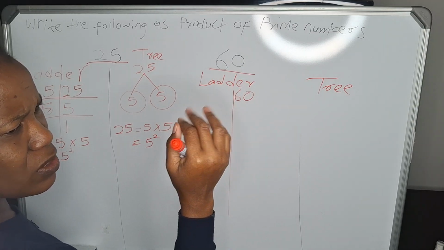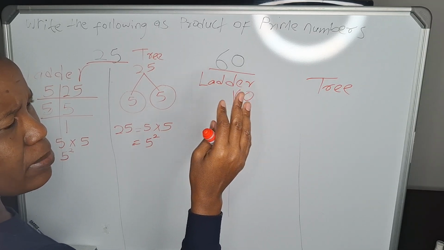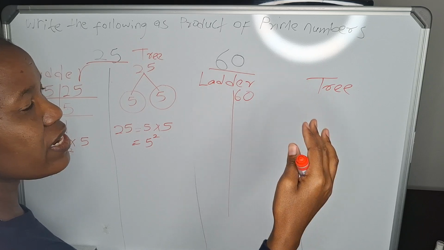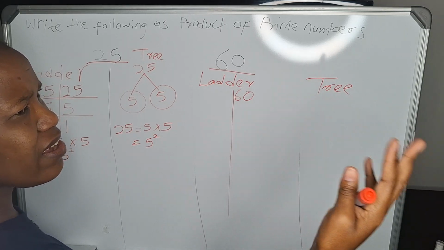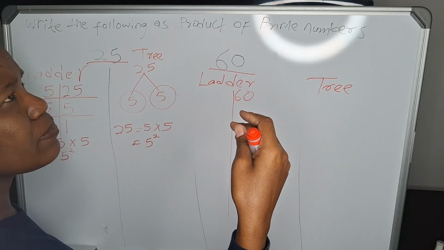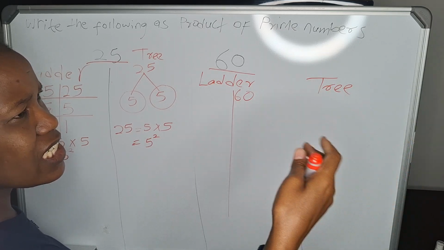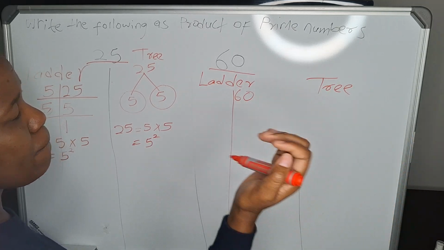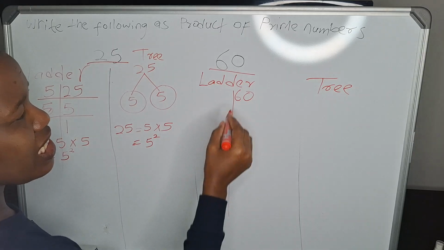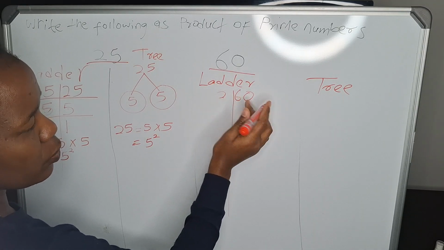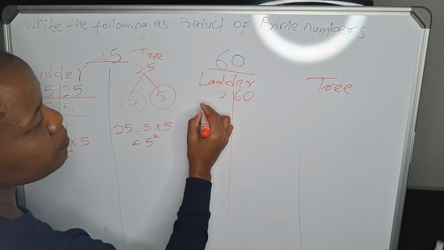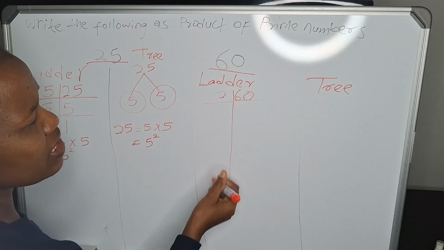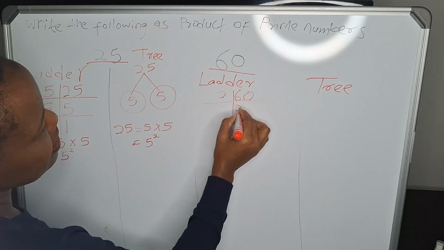Remember, your prime numbers are 2, 3, 5, 7, 11, 13, 17, 19, 23, and you carry on. You always start with the lowest one and check, does it go into 60? The lowest is 2. Does it go into 60 without leaving a remainder? Yes. How many times does it go into 60? 60 divided by 2 is 30.